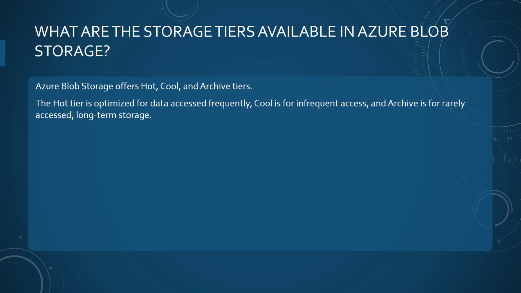What are the storage tiers available in Azure Blob Storage? So Azure Blob Storage offers the hot, cool and archive tiers. The hot tier is optimized for data accessed frequently, cool is for infrequent access, and archive is for the rarely accessed.